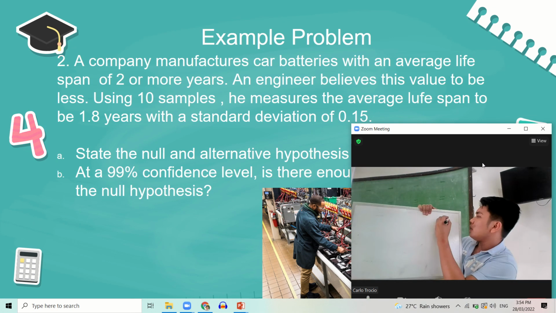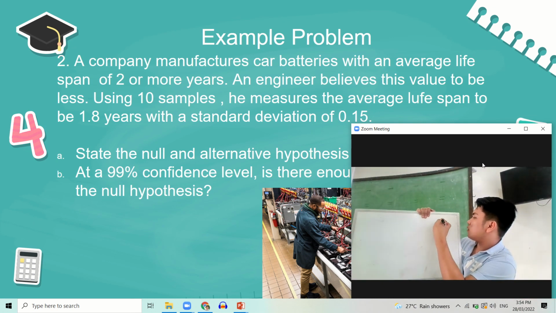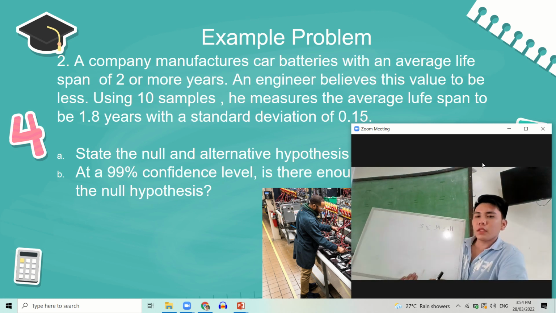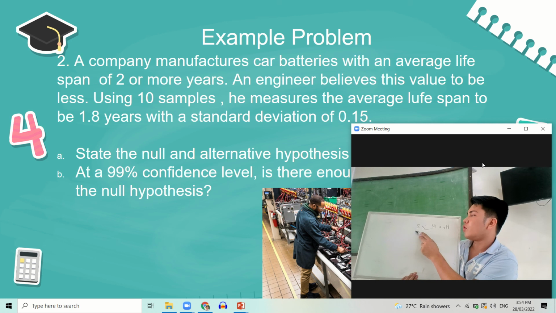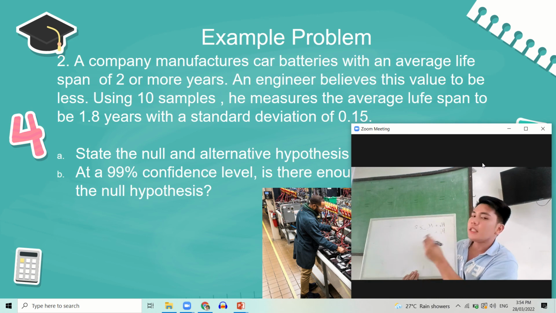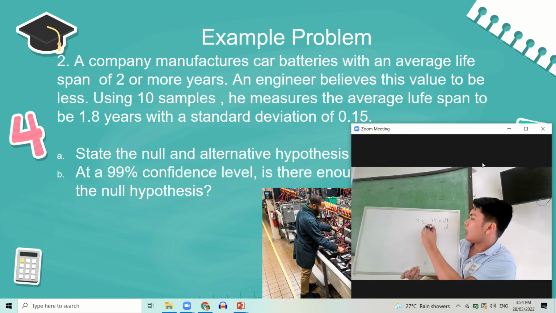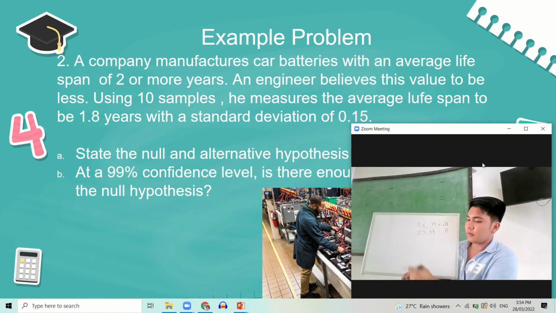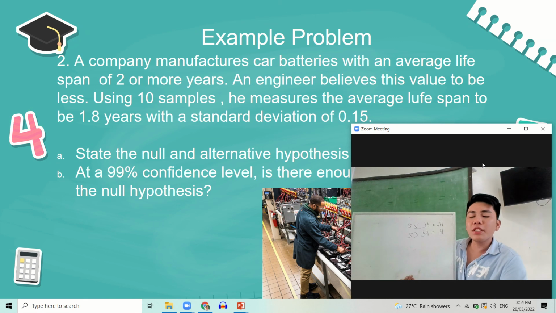Null hypothesis here, H sub 0, is equal to: mu is greater than or equal to 2. Since it is mentioned here, a company manufactures car batteries with an average lifespan of 2 or more, so equal to 2 or more. And then the alternative hypothesis, H1, suggests that the mean is less than 2. Okay, less than 2. An engineer believes this value to be less. Okay, less. Using 10 samples.